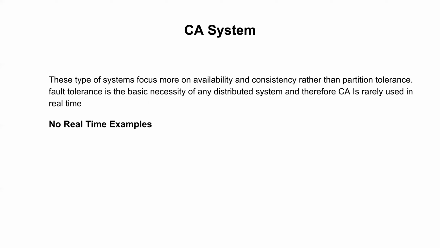CA systems. These systems mostly focus on consistency and availability. They don't concentrate on partition tolerance. Although, as discussed on the previous slides, partition tolerance is the most important functionality of any distributed system, so we rarely see CA systems in real life. Therefore, I don't have any real-time examples for it either.